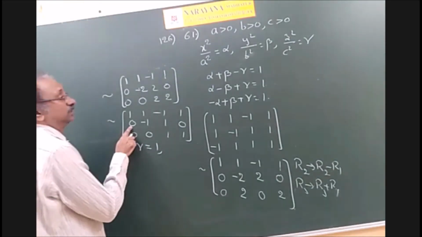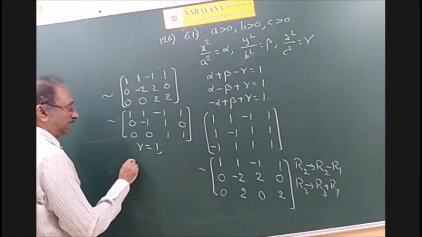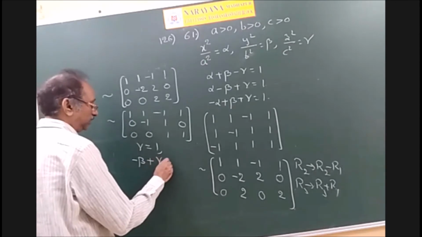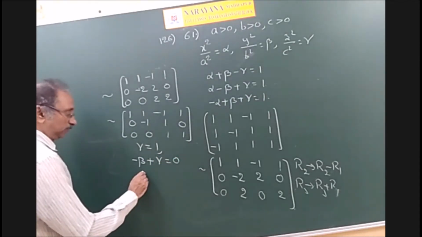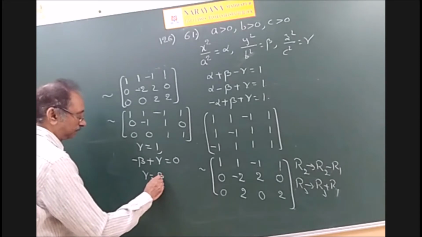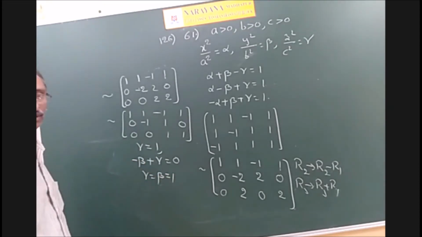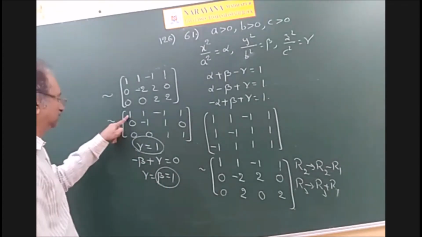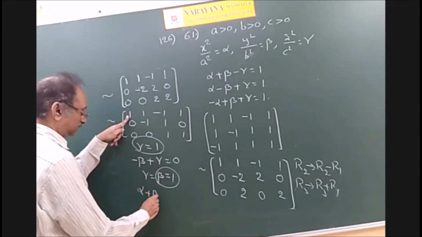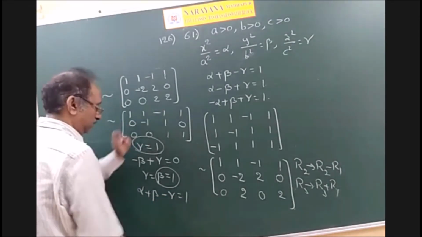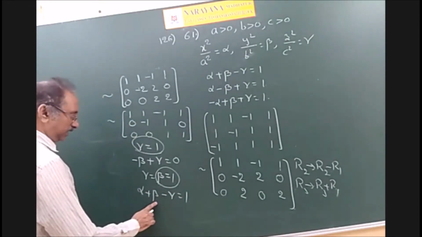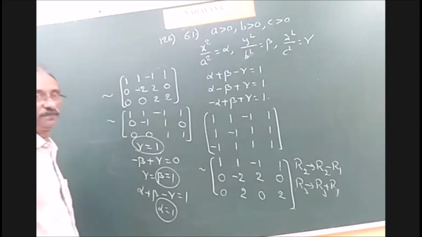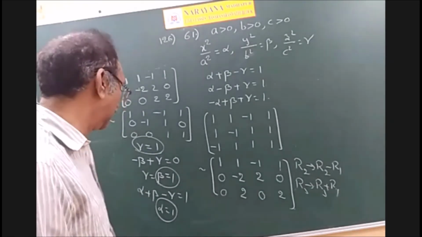And see this one, 0 into alpha minus 1 into beta, minus beta plus 1 into gamma is equal to 0. Therefore, gamma is equal to beta, that is equal to 1 because gamma is equal to 1. So gamma is equal to 1 and beta is equal to 1. And see this one, alpha plus beta minus gamma is equal to 1. And already beta, gamma are 1, this is cancelled. So alpha is equal to 1. So alpha is 1, beta is 1, gamma is 1.